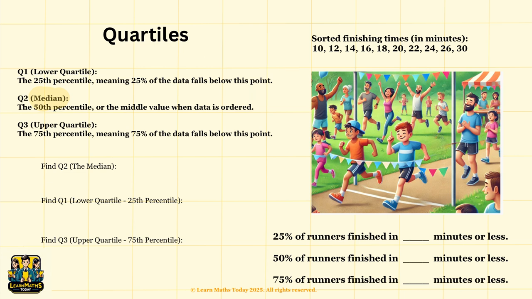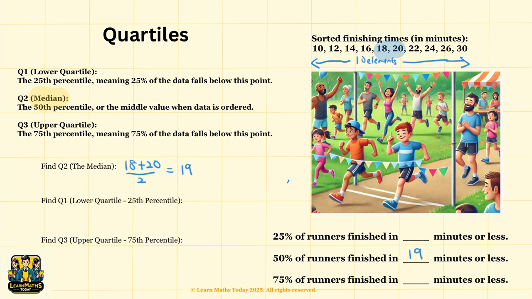For this sorted finishing time in minutes, 10, 12, 14, 16, 18, 20, 22, 24, 26, 30, you can count them and realize there are 10 elements. So since there are 10 elements, the median will be the average of the two middle values, which are 18 and 20. So the median will be 18 plus 20 divided by 2, which gives you 19.